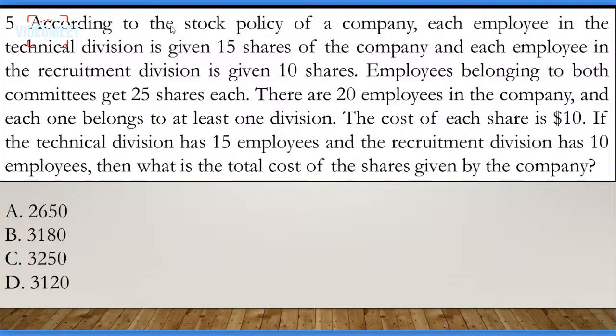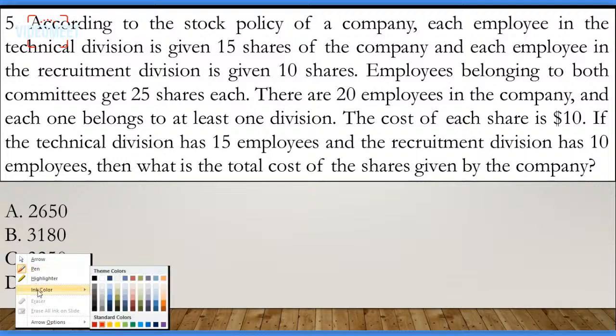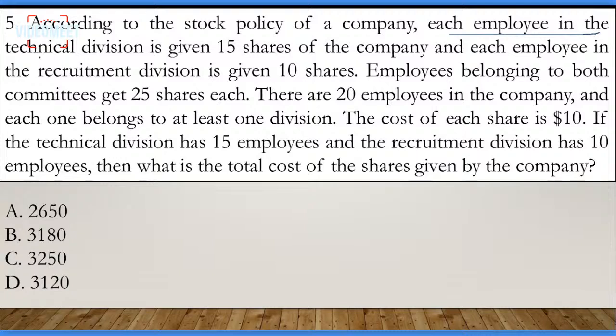Please try this one. According to the stock policy of a company, each employee in the technical division is given 15 shares of the company. Each employee in the recruitment division is given 10 shares. That means every employee of the technical division got 15 shares, and every recruitment division employee got 10 shares. Next, employees belonging to both divisions get 25 shares each.